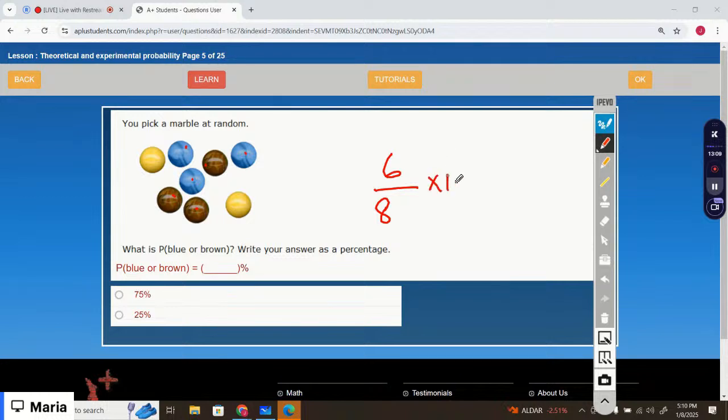You need to multiply it by 100. 2 times 4 is 8, and 2 times 50 is 100. 2 times 3 is 6. That is 75%. Option number one is the correct option.